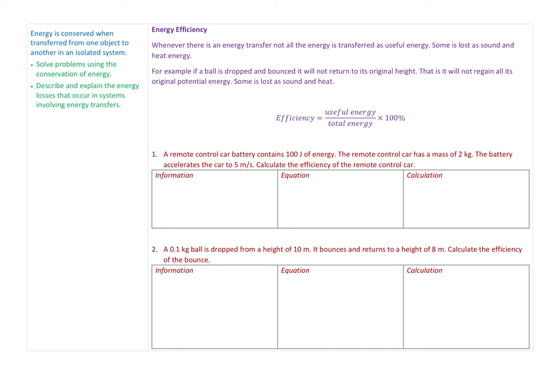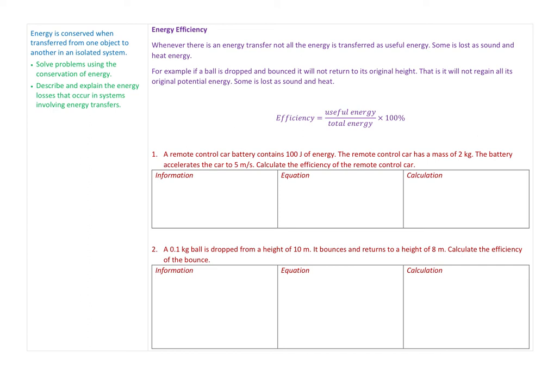So look at a couple of examples here. A remote control battery contains 100 joules of energy. The remote control car has a mass of 2 kilograms. The battery accelerates the car to 5 meters per second. Calculate the energy efficiency of the remote control car.